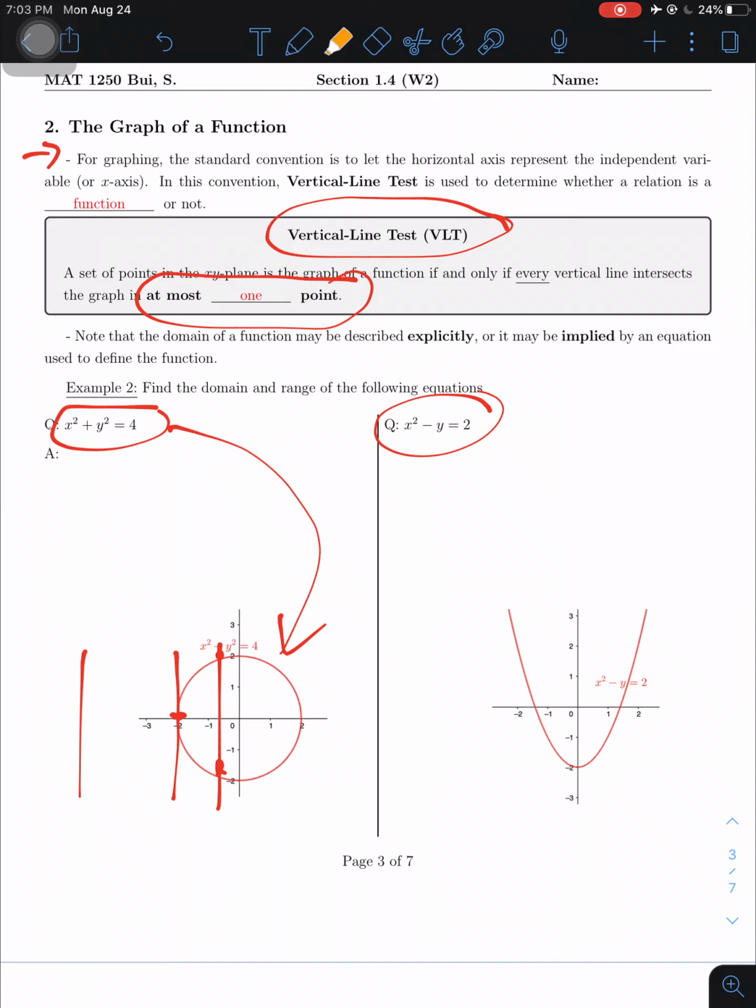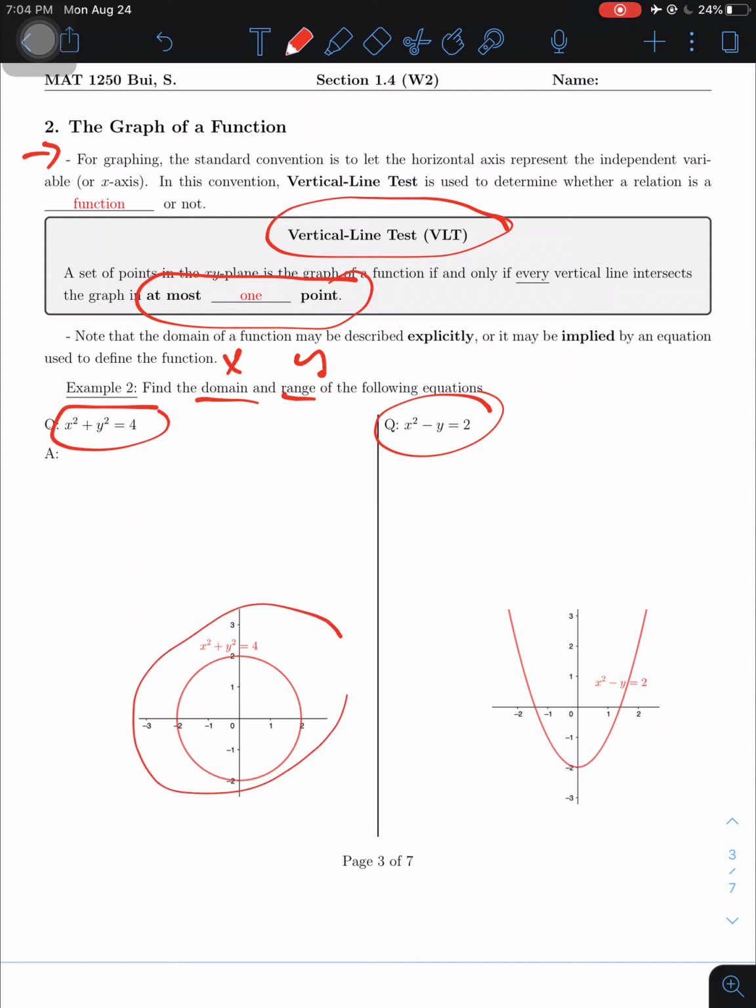Okay, all right, let's talk about the actual question we have for example 2. Find the domain and range of the following equation. If you still remember the concept about domain and range from the last page, the domain here is for the x value and the range here is for the y value. So graphically, if you read the graph, where does it go from left to right? Where does it go for the x values?